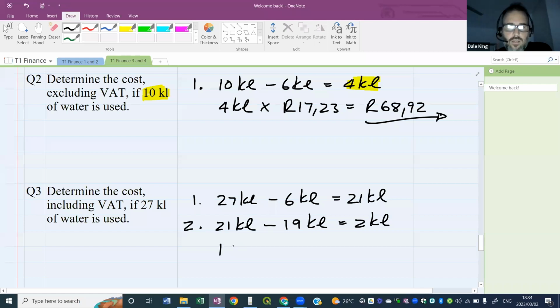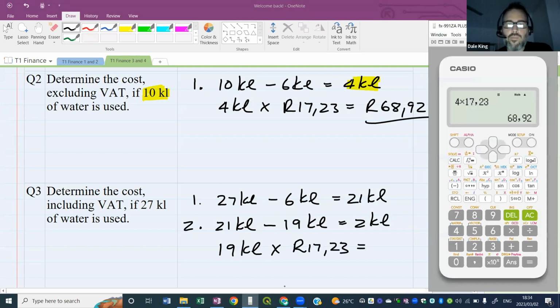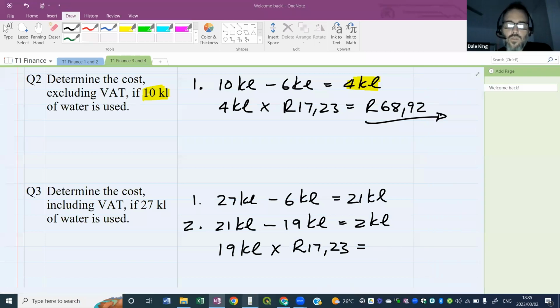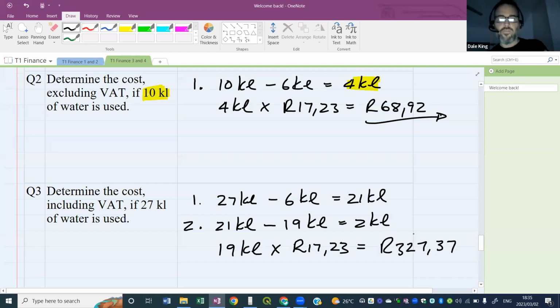All 19 must be charged at the second tier's rate, which is 17 Rand 23. All right, just hang in there. So we've got 19 times 17.23. And this gives us 327 Rand and 37. All right, but we're not done. We've still got 2 kiloliters of water to charge for.